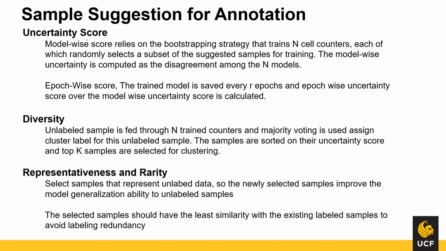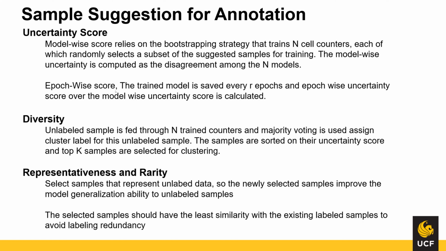So for the uncertainty score, they use two methods to capture the score. One is the model-wise uncertainty. They use a bootstrapping strategy that trains n cell counters, each of which randomly selects a subset of samples for suggestive annotation. And then they look at the disagreement between these counters and how they selected these different samples for suggestive annotation. And that is what the model-wise score is.